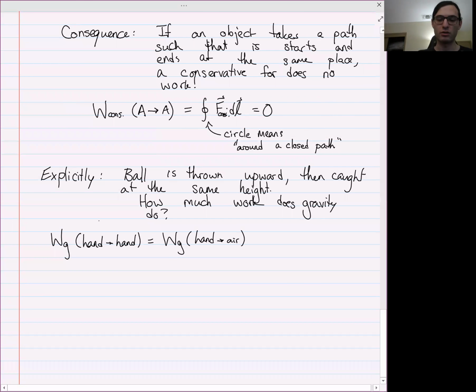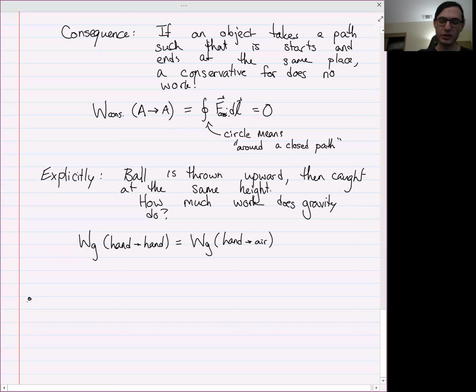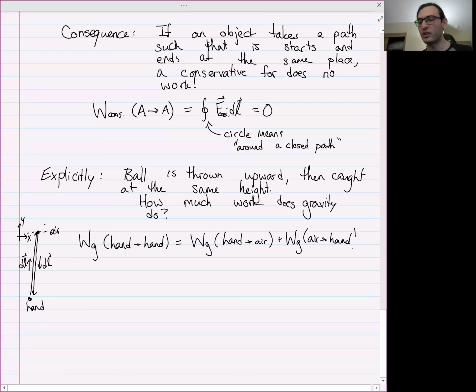And let me draw a picture actually. So here's my hand. Ball is thrown up. Here's the position when it's at position air, and then the ball comes back down. So for the first part of the journey, dl is up. For the second part of the journey, dl is down, right? And let's just use plus y for the vertical. So this would be plus the work done by gravity from air to the hand. Now, in general, they do not have to be equal and opposite, they don't have to cancel. Turns out that they will though.